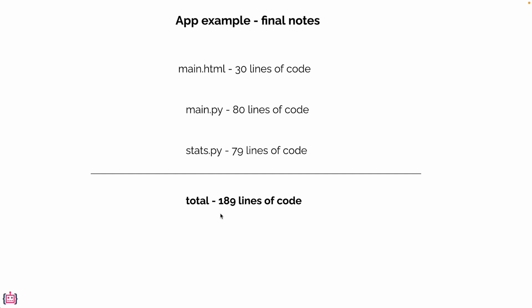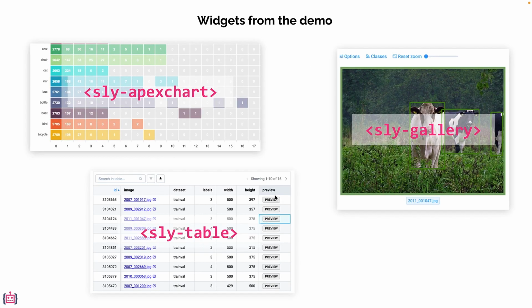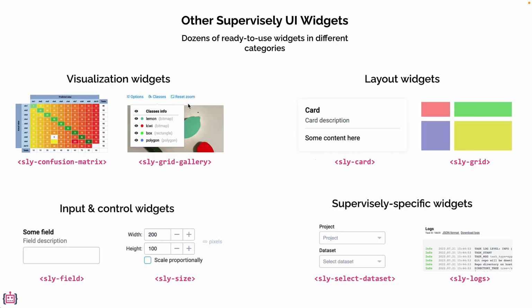So this app contains 188 lines of code. That's kind of a good ROI, return on investment, because with just 189 lines of code, we get very interesting functionality. And this app uses some widgets from the Supervisely library, like Supervisely table and gallery, and widgets from the Apex chart library.